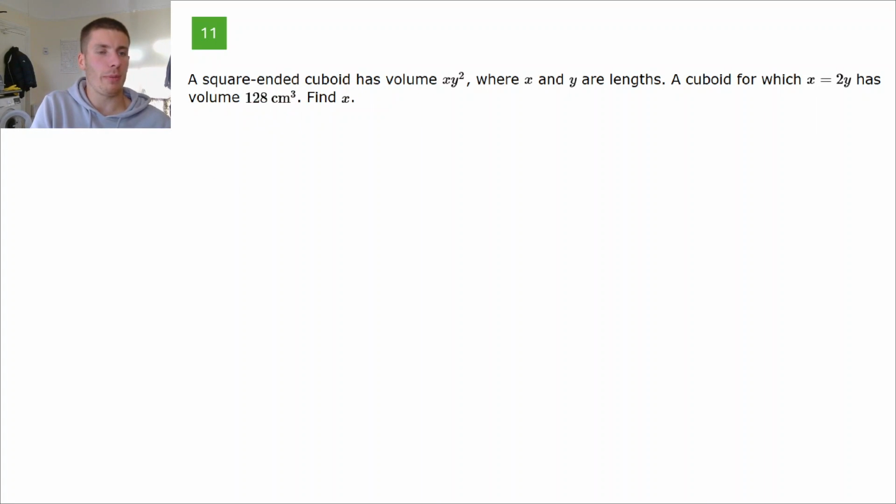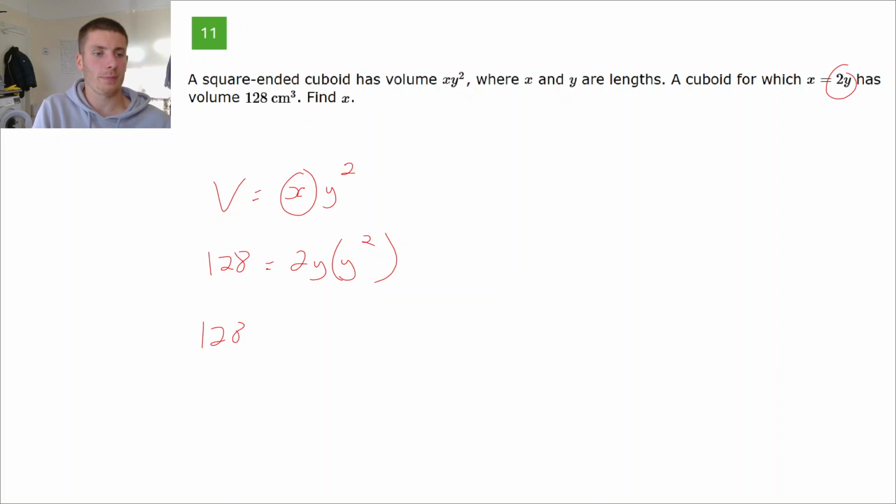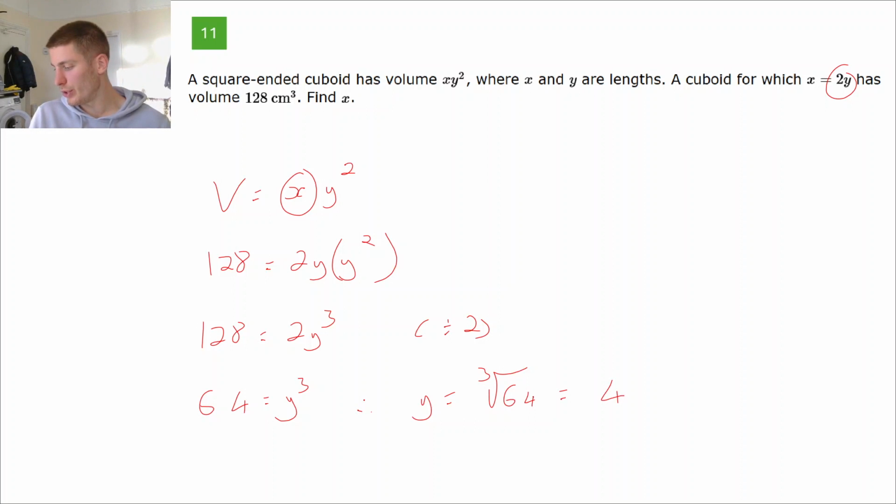Right, so we're saying that the volume is equal to xy squared, and we know that the volume is 128. We also know that x is equal to 2y, so I'm going to replace this with 2y and say that that's equal to 2y times y squared. So then 128 is equal to 2y cubed. Divide both sides by 2 to give me 64 being equal to y cubed. Therefore, y is going to be equal to the cube root of 64, which is equal to 4. Unless I've made a mistake somewhere.